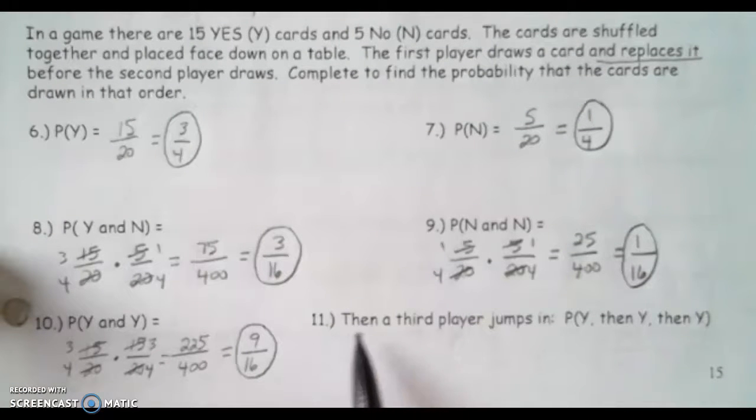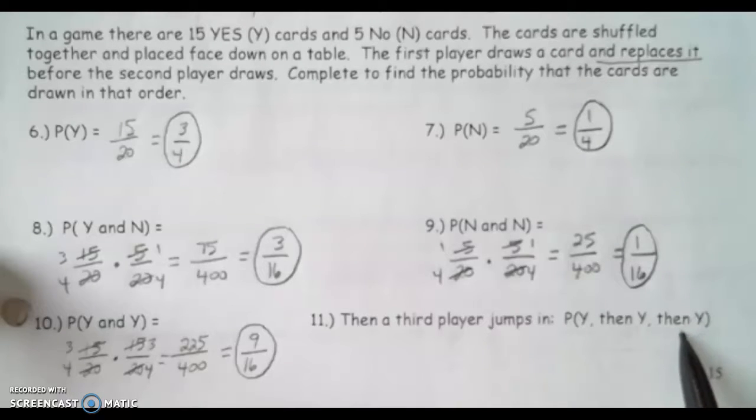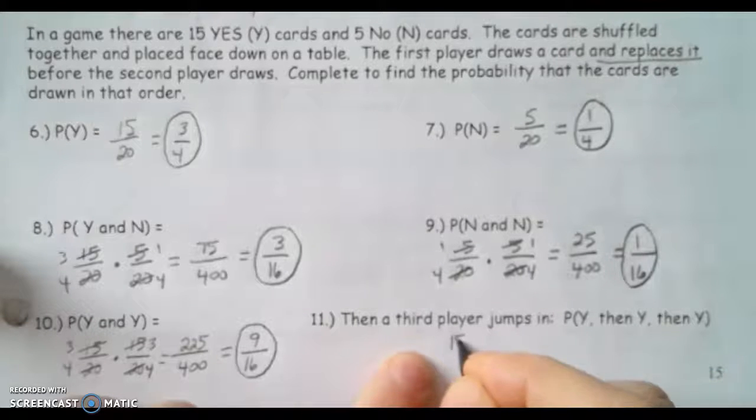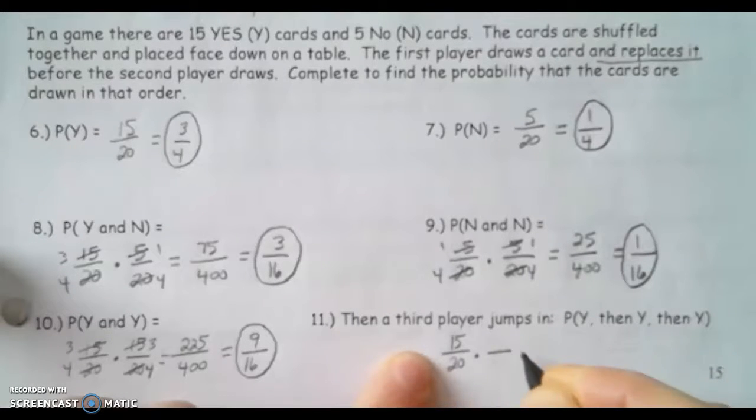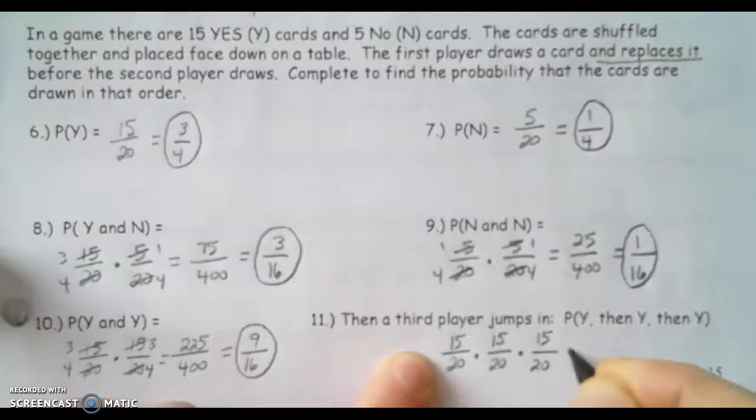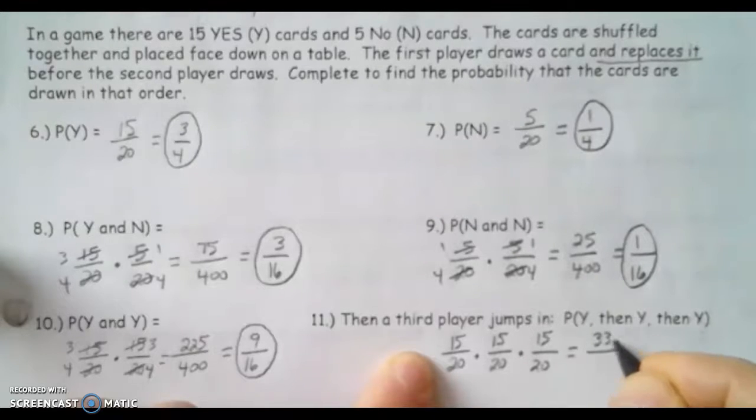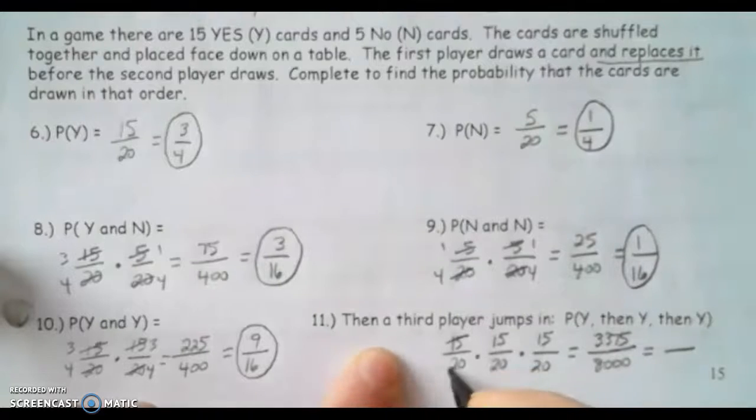In the last example, they tell us a third player jumps in. So now we're going to draw 3 cards in a row. We want it to be a yes, and then another yes card. Well, to get a yes card the first time, it's 15 out of 20. We replace that card, so to get another yes card, it's 15 out of 20. And again, we're going to replace that card, so to get a third yes card, it's 15 out of 20. Multiplying all of those together, that's going to give us a probability of 3,375 out of 8,000.